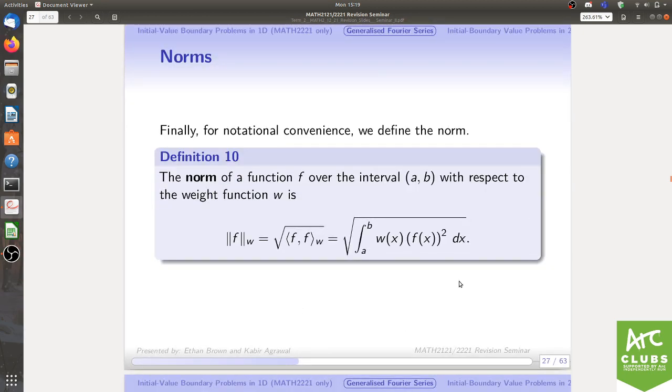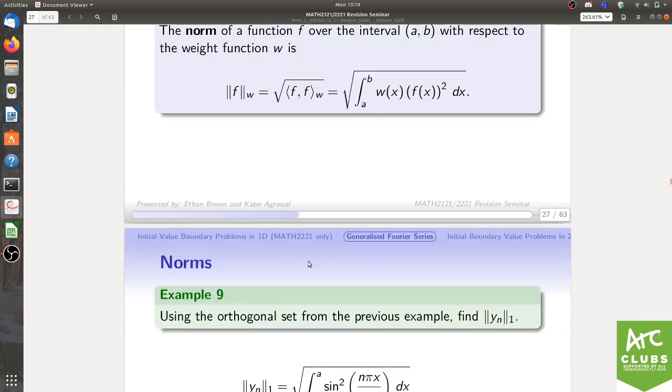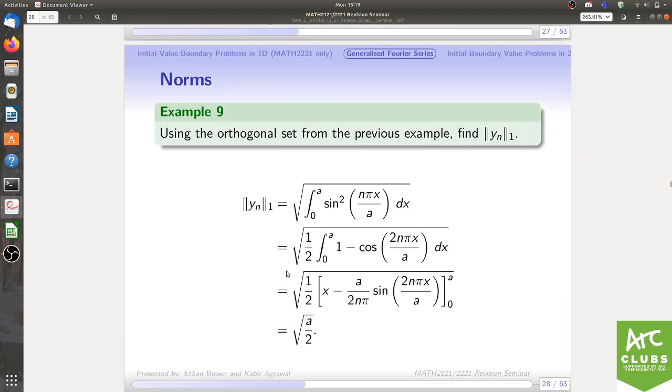So going back to the idea of norm, again it's defined in exactly the same way. Please make sure you remember the square root. So if we wanted to find the norm of a particular function, because we are considering a weight of 1, all we have to do is just normally square the function and integrate from 0 to a, followed by finding the square root. And upon simplification, we find that it's just going to be square root of a over 2.